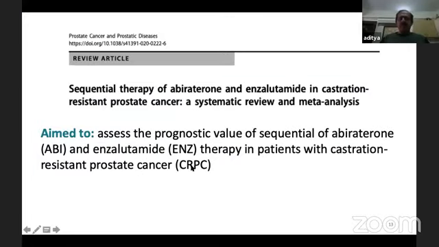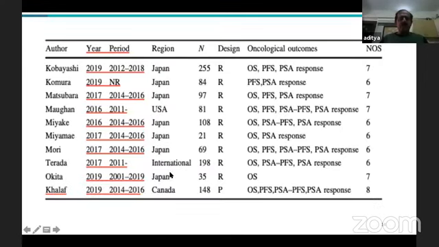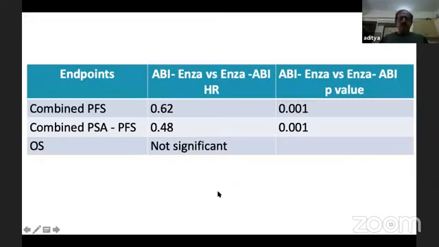Now, the best proof of this has come out in the form of a review article, a meta-analysis, and this is as close to level 1 evidence as we can get. This was published in March 2020, and these were the studies included. As you can see, most of them were between 2016 and 2019. The majority of these patients were from Asia, from Japan. Most, as I mentioned earlier, were retrospective, except the Khalaf study, which was prospective.